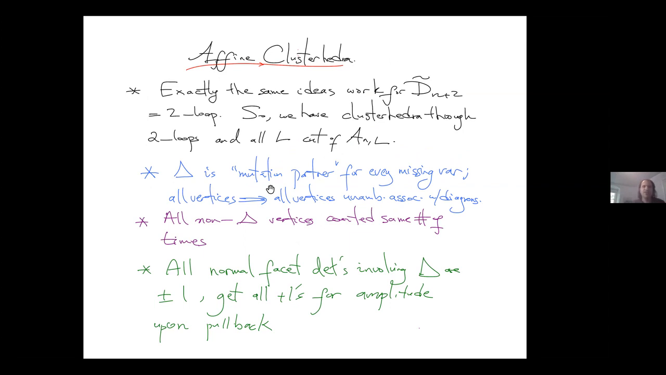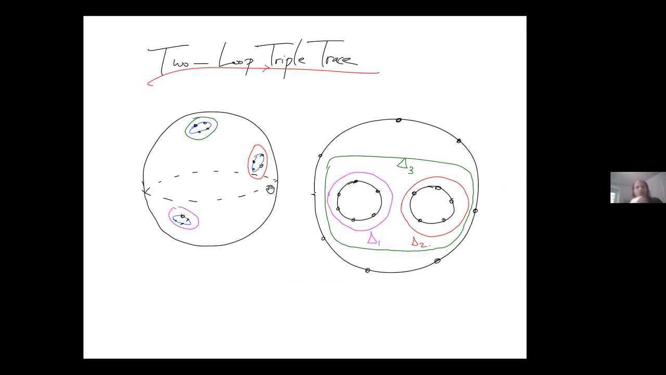All the vertices of these clusterhedra are unambiguously associated with Feynman diagrams. If I keep some amount of winding and I stop, all the vertices count the Feynman diagrams the same number of times. So the diagrams differing by winding are counted the same number of times, and I have some stuff involving delta. And you also pull back to recover the amplitude as you should on subspaces. So that's the story for these affine clusterhedra.